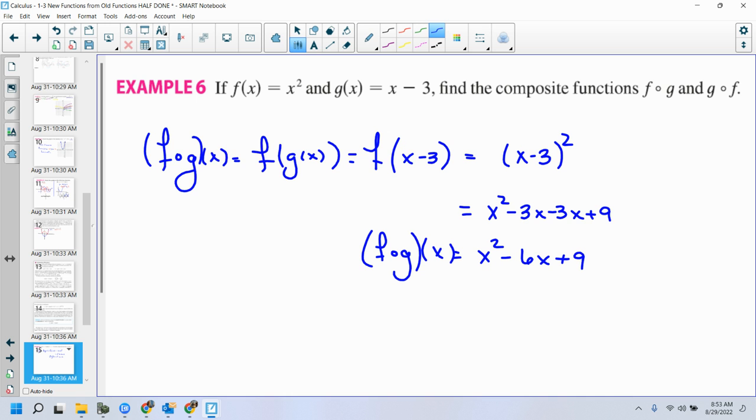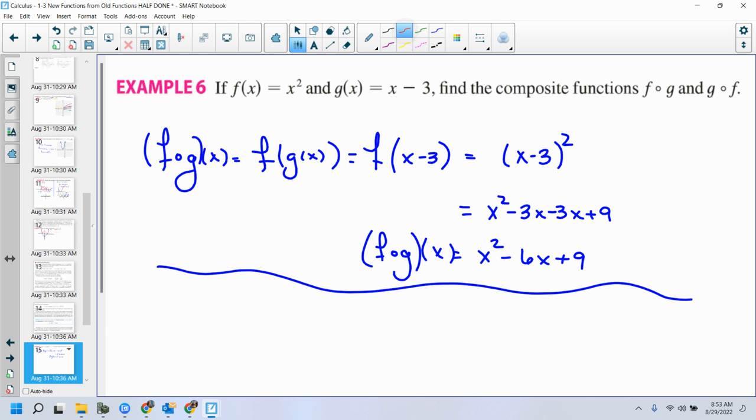X squared minus 6x plus 9. All said and done. Please simplify all the way down. When you square a binomial or something like that, never leave it squared as an answer. I always want to reduce it down as much as possible. Okay, so that's f of g.